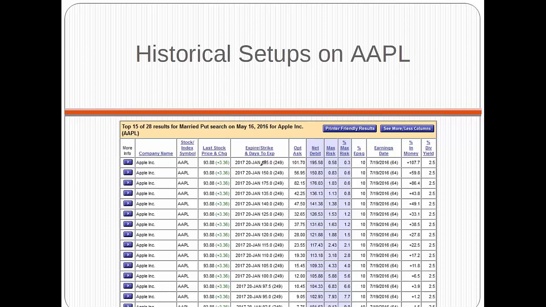Would I love to be able to open this put here? This makes no sense whatsoever, but I'm going to show you. Buying the stock at 93.88. Buying a January 195 put for 101.70. Of course that doesn't make sense. I've got a net debit of 195.58 for the stock and the put, but I'm guaranteed to get 195 back, so I'm only risking 60 cents.